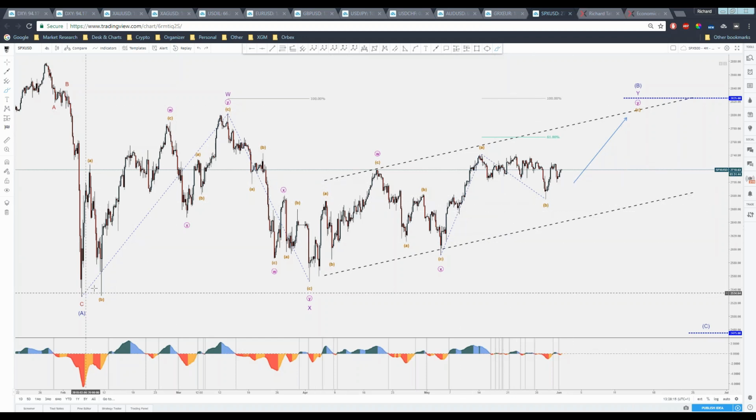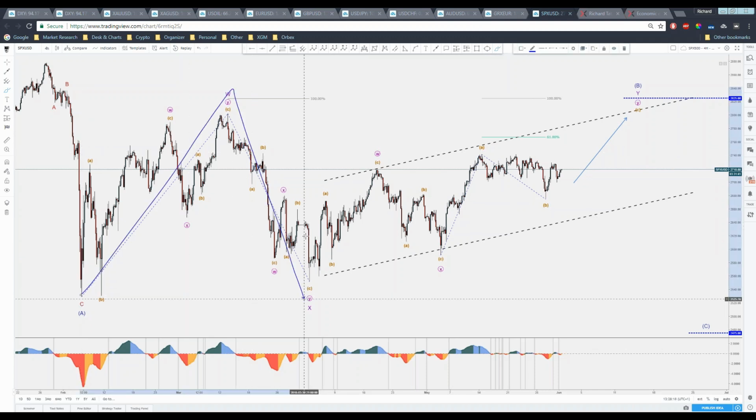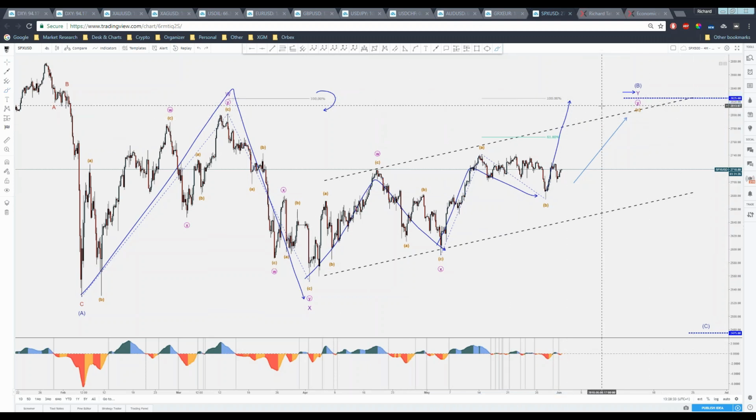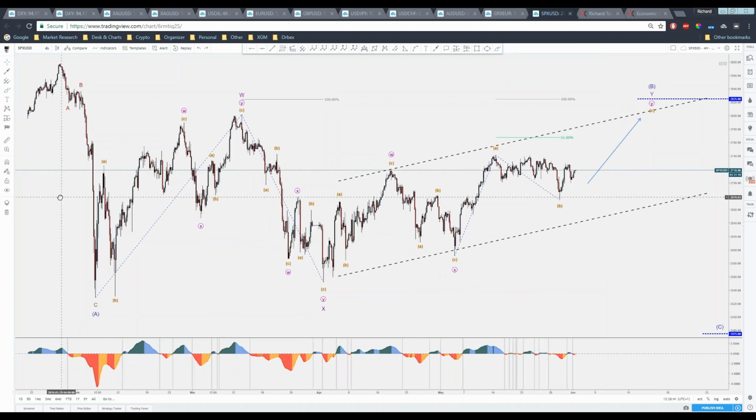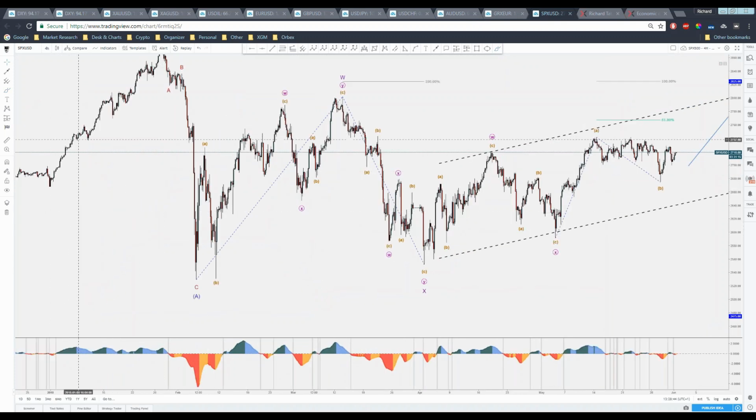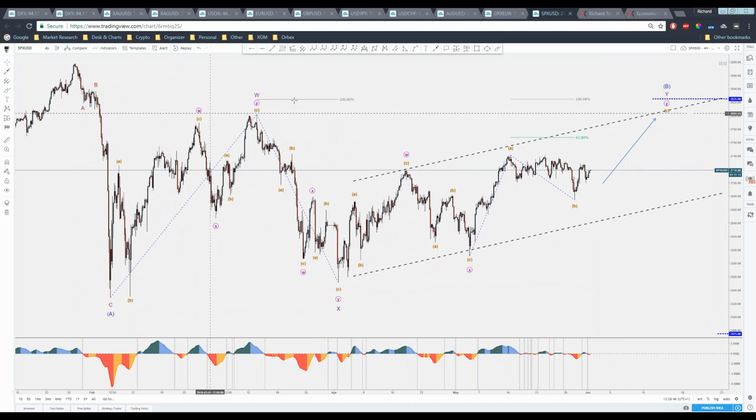Now notice that I drew some fibs from W and X projecting 100% for a possible Y, and from basically WX, AB, just AB, C, 100% aligns right there. So the level is 2,825. We'll see if it even goes there. Now, what's catching my eye on the S&P 500, and it's actually interesting, is that we all know the uptrend, right, the bull market.